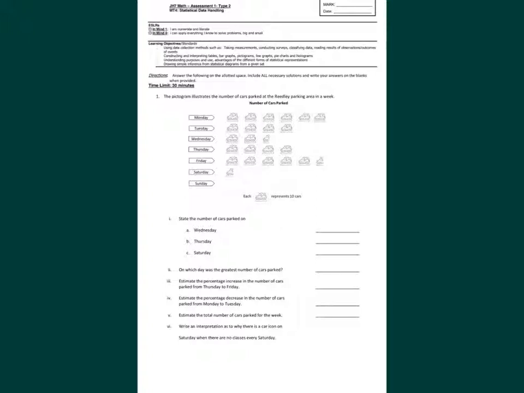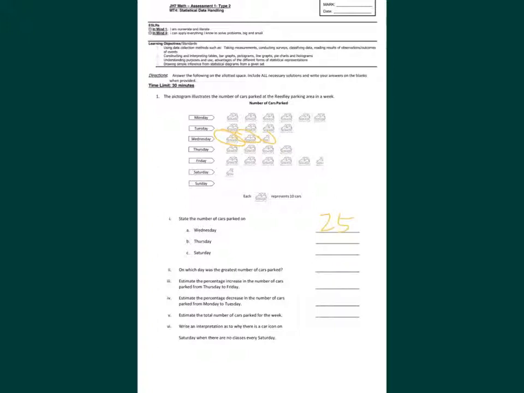So all we have to do is to look at the pictogram and consider the icons, and it says each car icon represents 10 cars. So if we look at the Wednesday, we have 2 complete car icons, and half of one. So it means we have a 10, another 10, and half of 10, which is 5. So that will give you 25.